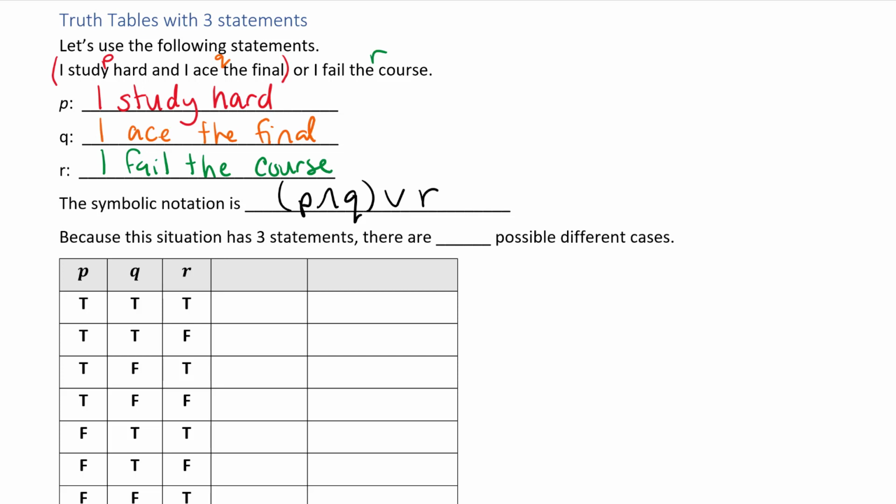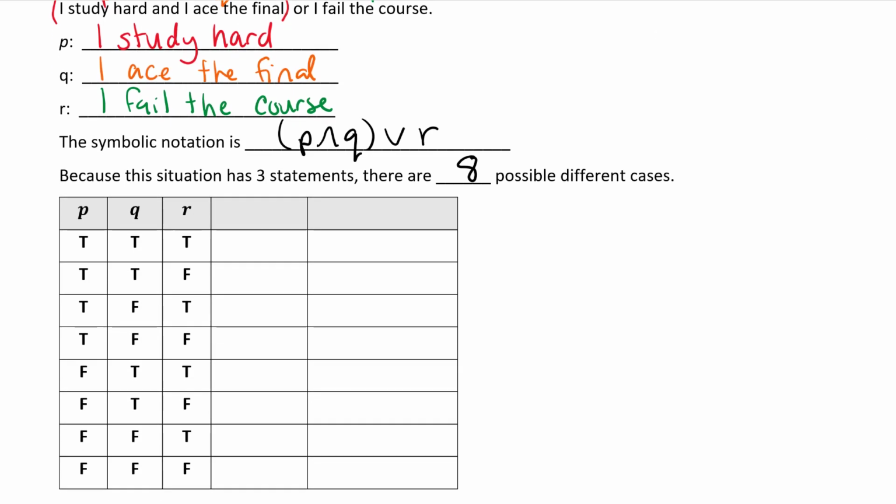Because this statement has 3 statements, there's going to be a possibility of 8 different cases. So let's just look at them all here. We have true, true, true, true, true, false, true, false, true, and so on and so forth. Okay, so every single one of these is a unique combination of true and false for all 3 statements.